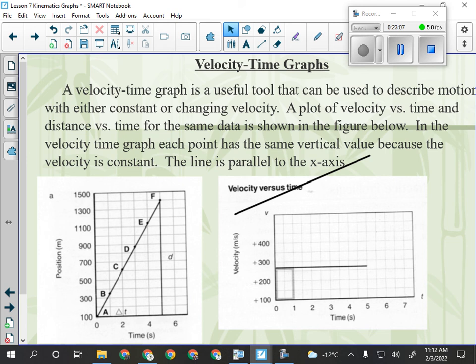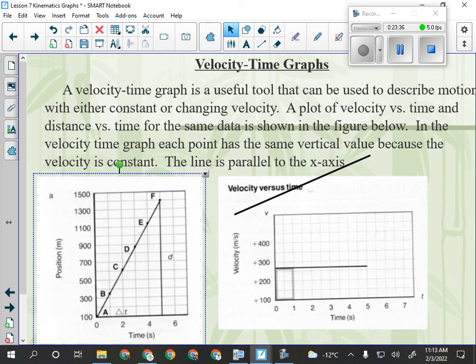Could I calculate the displacement of that object from the velocity versus time graph? I calculated the displacement on this graph really easily, right? I went 1,400 minus 100, and I got 1,300 meters. This graph doesn't show me its position. So how do I calculate displacement if I know velocity and time?